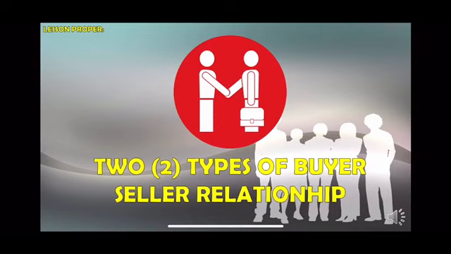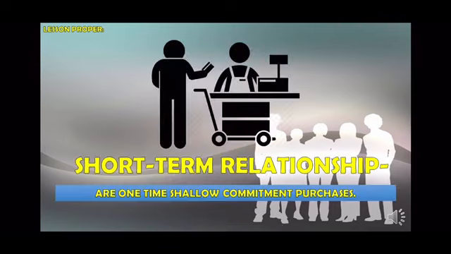There are two types of buyer and seller relationship. Number one is the short-term relationship. That means one-time shallow commitment purchases. This means one-time buying from a seller or one-time selling to a buyer. One-time business transaction.